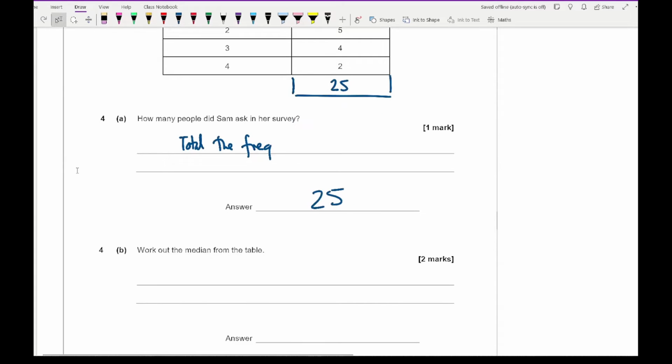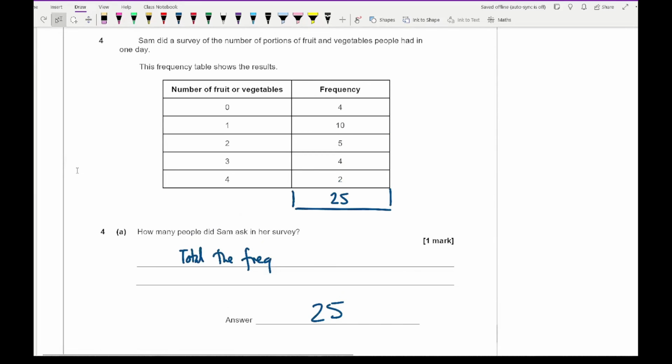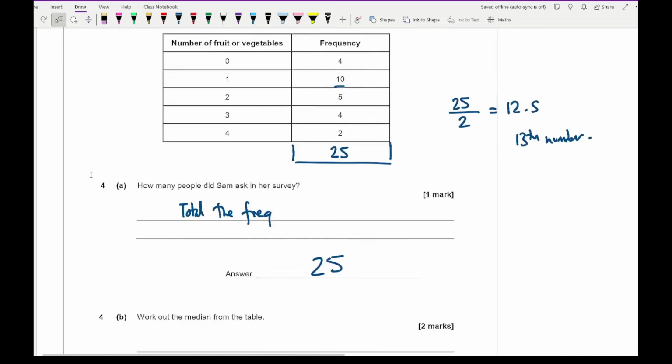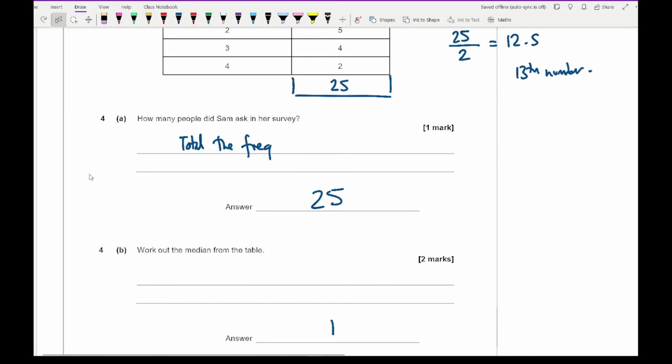Next question says work out the median from the table. So for this, what we want to do is work out what the middle number is going to be. So here, we've got 25 divided by 2, which gives me 12.5. So I'm looking for the 13th number, because that is a decimal, we round up. So what would the 13th number be? If I list out all the numbers, it's going to fall under 1. So that is going to be my median value, which is 1.